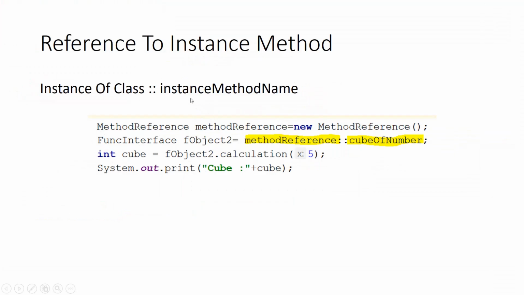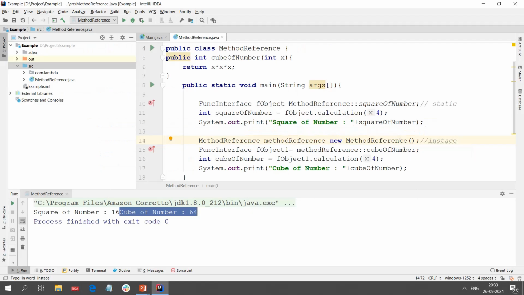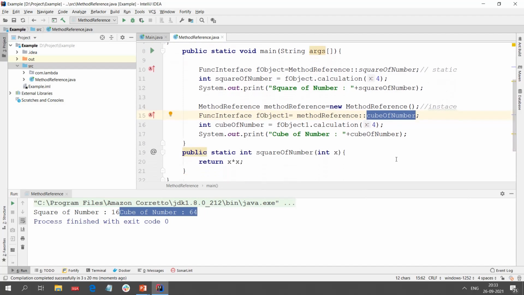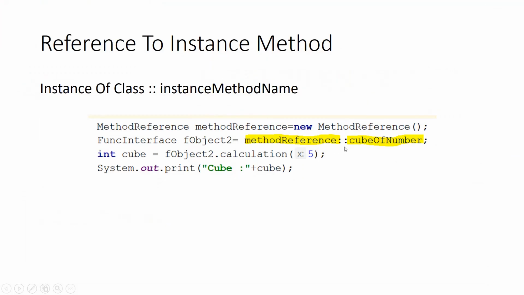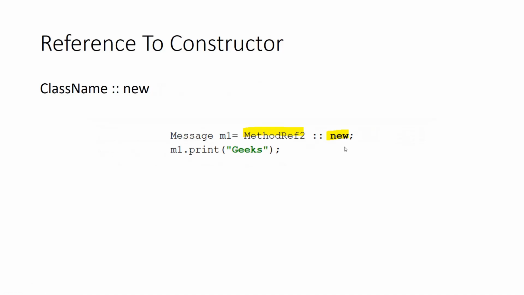So as you can see, for the instance method, we need to create an instance of the class followed by the double colon and the instance method name. The similar thing we have done in our code base, right? We have created the instance and we have called the cube of number. Okay. Now the third is referring to the constructor, in which we need to give the class name followed by the double colon and the new keyword.